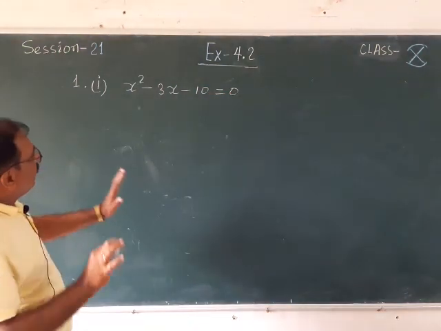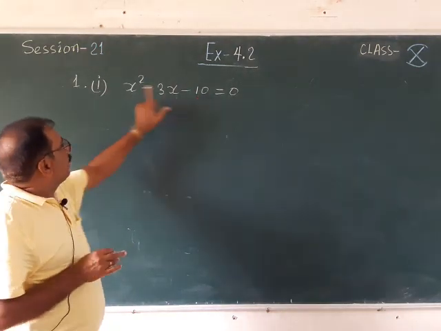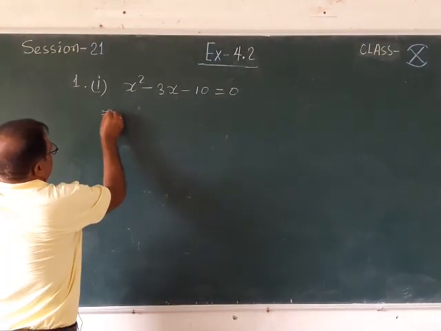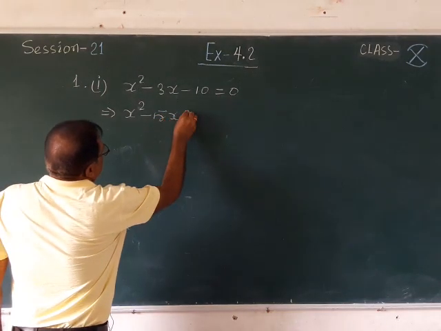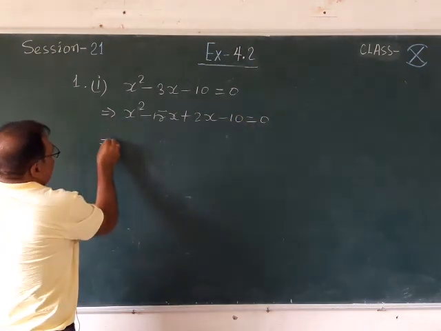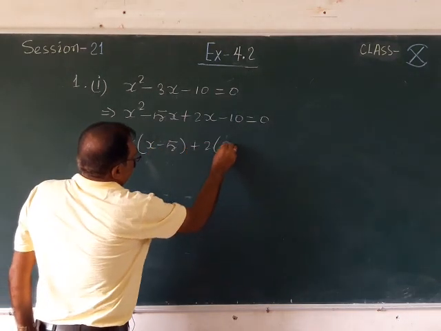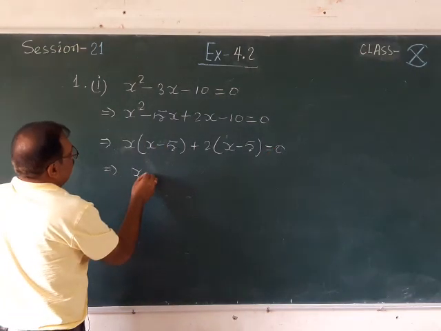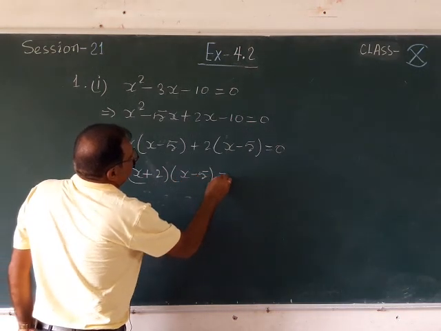Here you can factorize it by the middle term splitting method. The factors of 10 are 5 and 2, which will give us 3. So I can arrange it as x square minus 5x plus 2x minus 10 equal to 0. Here if I take x common, I have x minus 5 plus 2, then x minus 5 equal to 0, and here I can write x plus 2 into x minus 5 equal to 0.